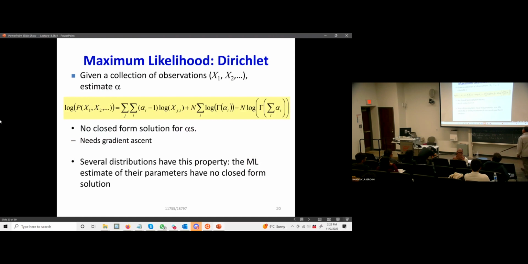So in fact, the majority of probability distributions have this property, that even though the maximum likelihood principle itself is very simple, applying it to estimate the parameters of the distribution is going to be devilishly hard. So we often just work with the simplest models because those are easy to deal with. But the reality is that real life is a lot more complex.